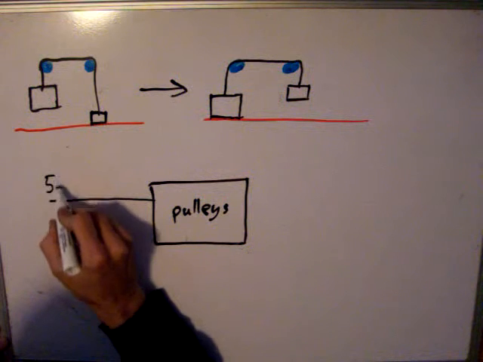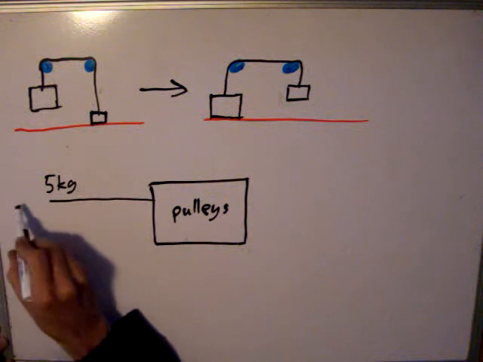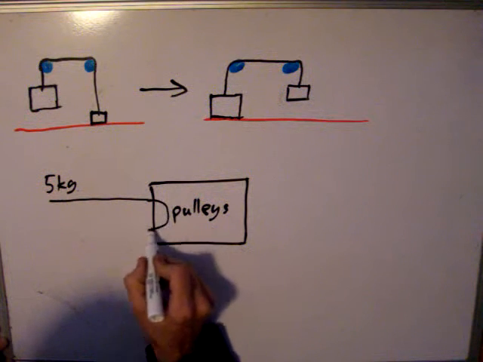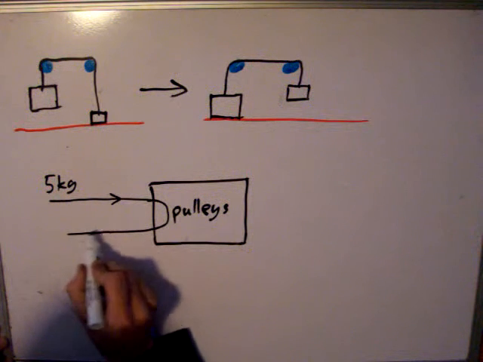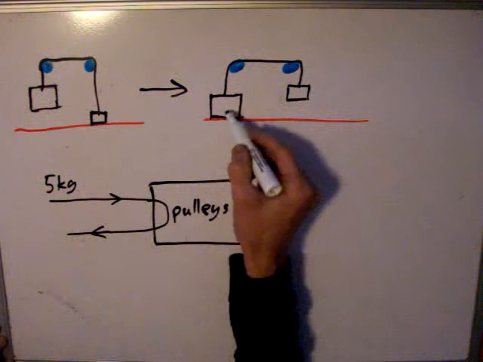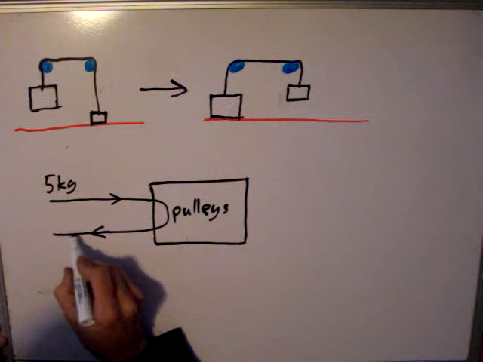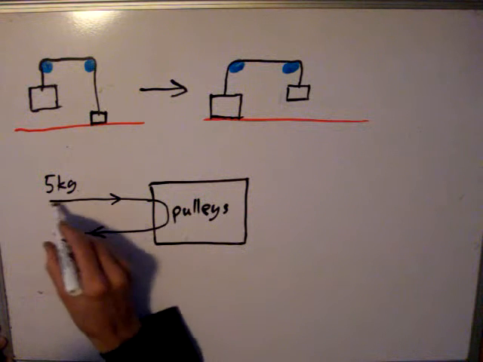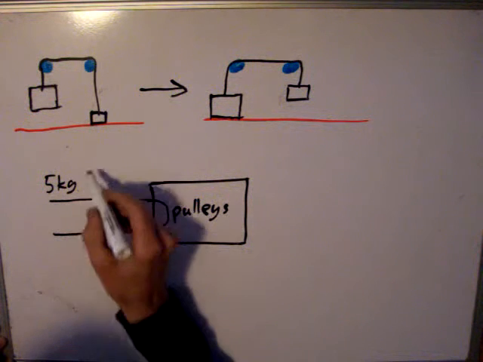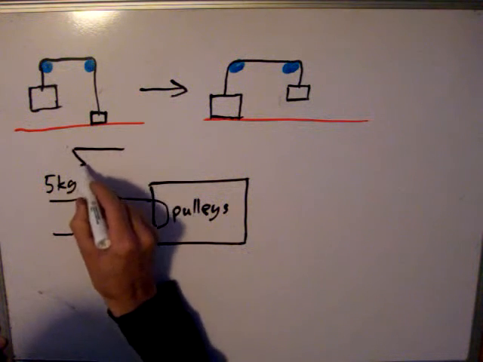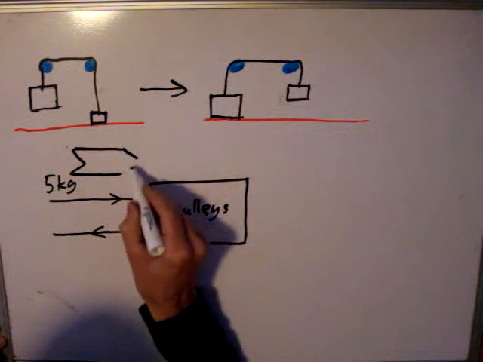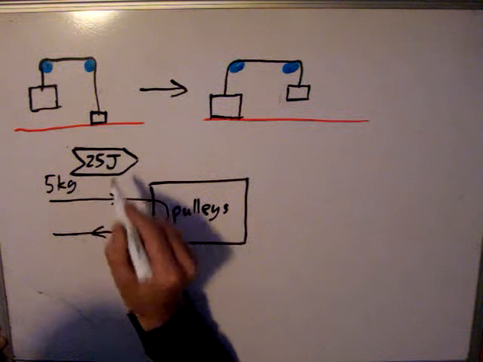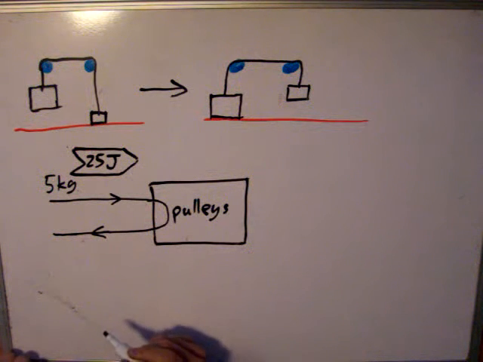So this will be the 5 kilograms, and it starts out at a high position, and when we come out, at the end, it's still 5 kilograms, but this time the height is 0. So the energy is carried in here, and there's no energy carried back out there. So here's our energy carried in: 25 joules, or approximately 25 joules.